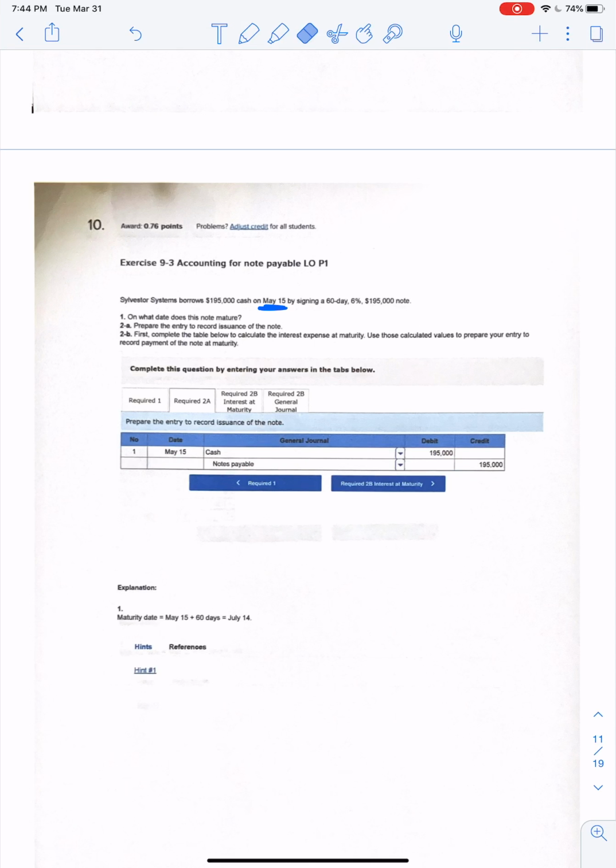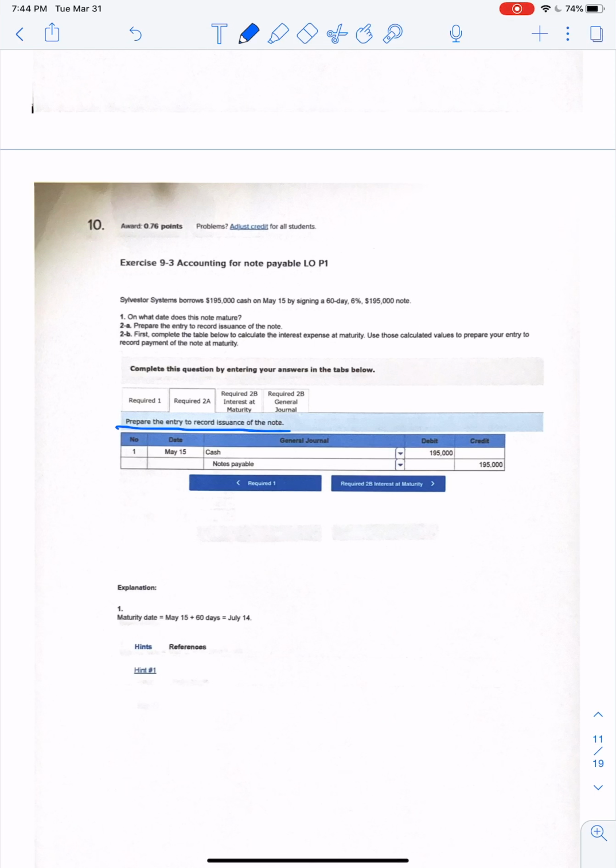Now, in question number 2, what they want me to do is say, well, what is the entry to record the issuance of the note? Remember that extra part I talked about earlier in that first or second question that dealt with November the 7th, and we had that note? Well, here, we're going to do that extra entry that we did then, but now it's required. So now it tells me to record the entry for the issuance of the note.